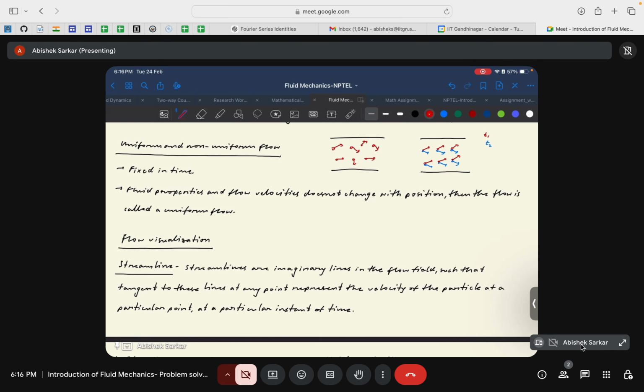Okay, so let me just write the examples. I think it would be like: non-uniform but steady, and uniform but unsteady.